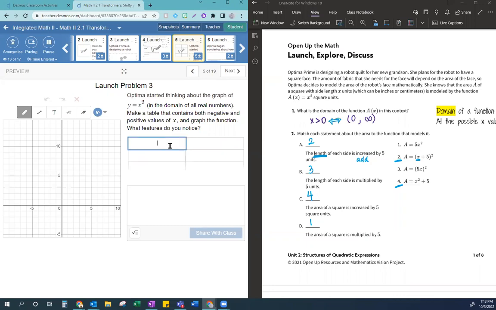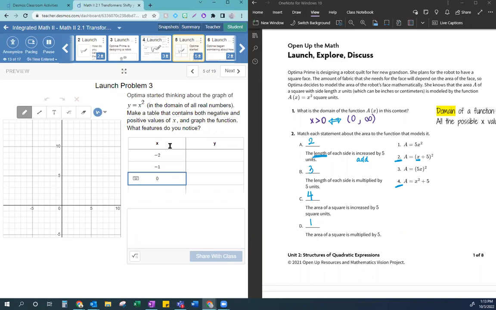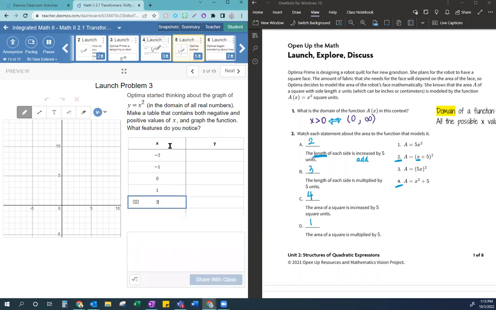Okay, so this is going to be my x. This is going to be my y. They told me to use positive and negative numbers. So, okay, so let me do like -2, -1, 0, 1, and 2. I'll just do those 5. Okay, so then I'm going to square them.